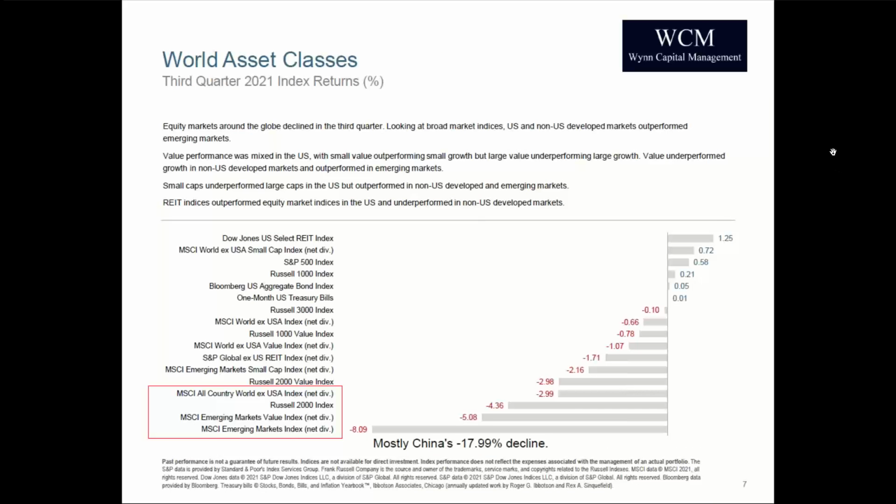This is the world asset classes, all the types of different asset classes. And we can see that most of the asset classes were down. Emerging markets, as you saw in one of the early slides, was down a lot. China is down 18% for the quarter. They've got all kinds of issues. There's a company called Evergrande, a real estate company that appears it might default on its debt, and that's causing a lot of fear in the Chinese market.